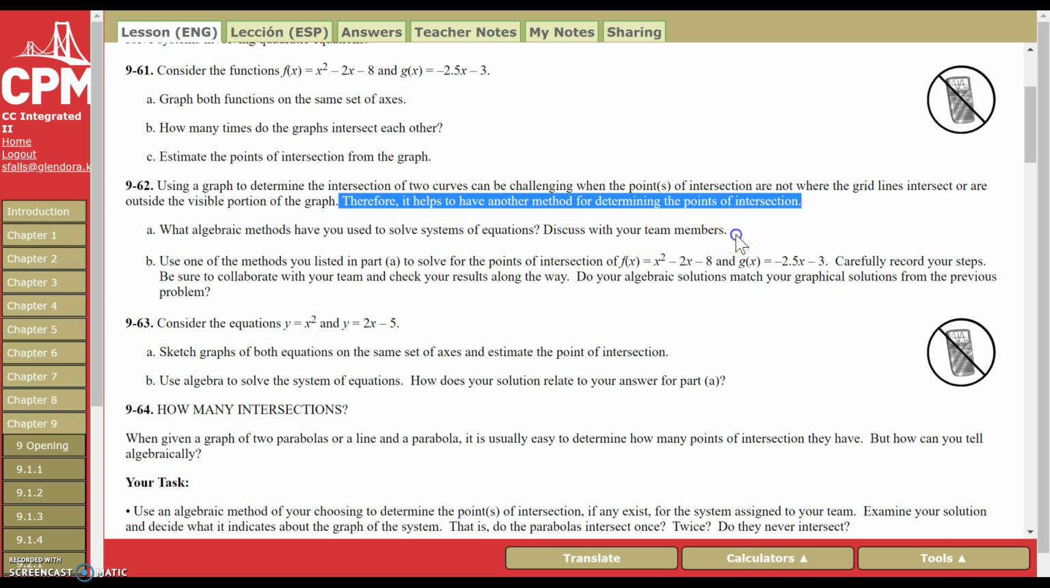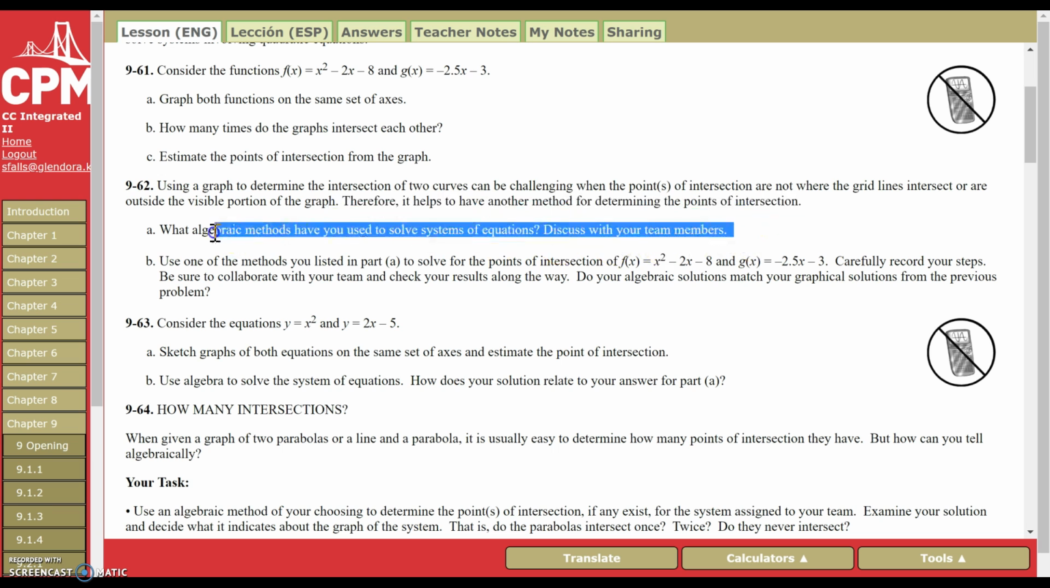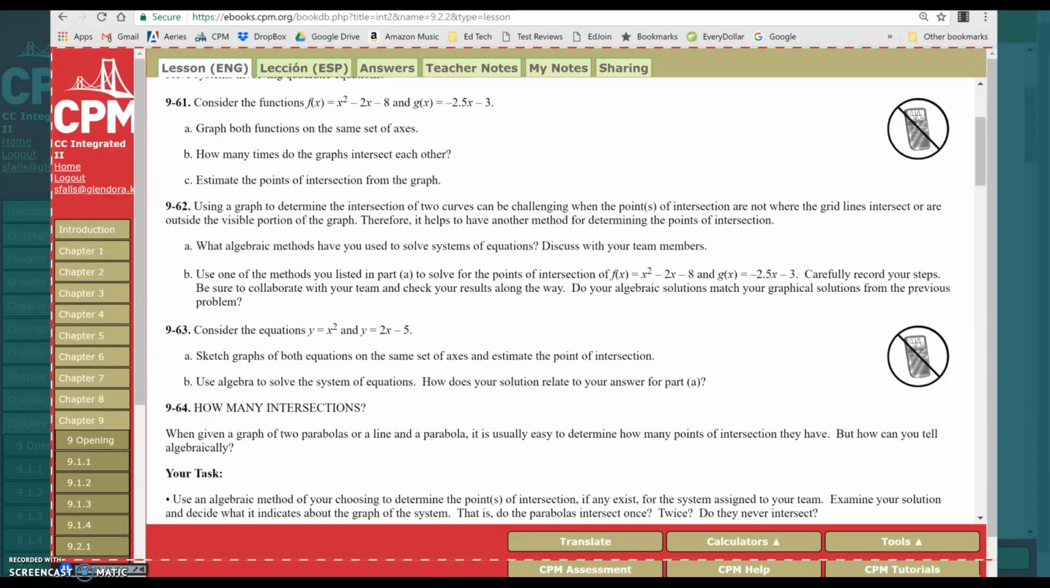What algebraic methods do you guys know to solve systems of equations? So from Integrated 1, you should remember that you can solve systems by the elimination method, the substitution method, or the equal values method. So you can see in these two equations here, B says use one of the methods in A to solve. So remember, these are just the same as y. So we can set these equal to each other because y equals both of them.